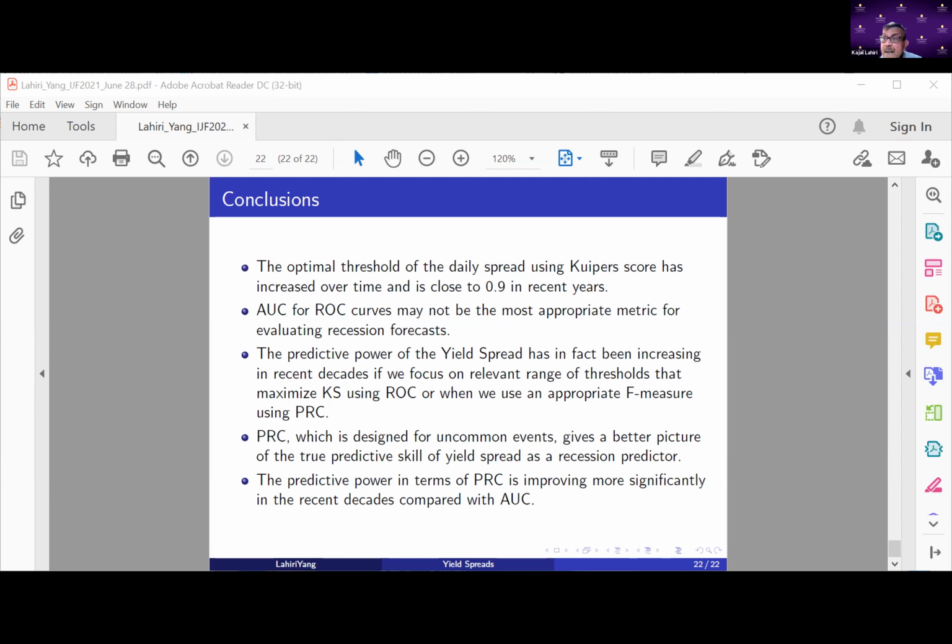Now, one thing we did: we use the 10-year minus 3-month Treasury bill rate here, but if you use forward rates, it doesn't change anything, it's just more volatile. We have not looked at the other spreads, like corporate minus government and that kind of thing. One can look at whether those spreads also show a similar drift.